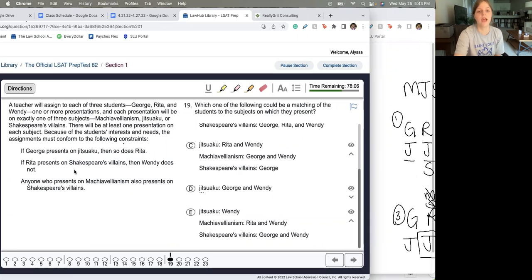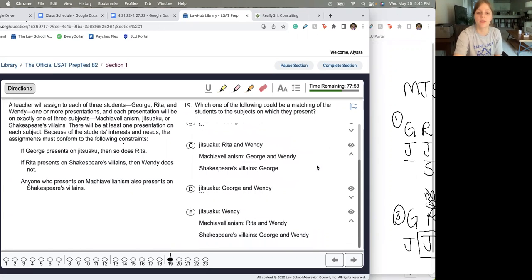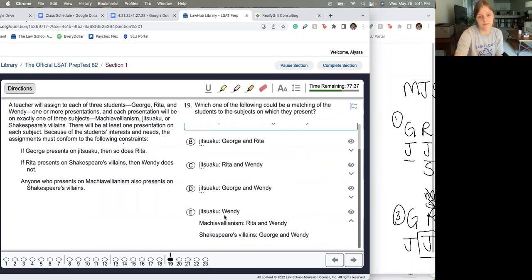If R presents on S, then Wendy does not. So I have R and S. Wendy's also in here. That breaks our rule. We hide B. And in C and E, R is not even happening in S, so the rule doesn't apply. The last rule says anyone who presents on M must also present on Shakespeare. C violates this rule because we have G and W and M. That means that we would have to have W and S, not happening. Same thing happening down here in E. We don't have R in S. So in order for this to be correct, R would have to be in S.